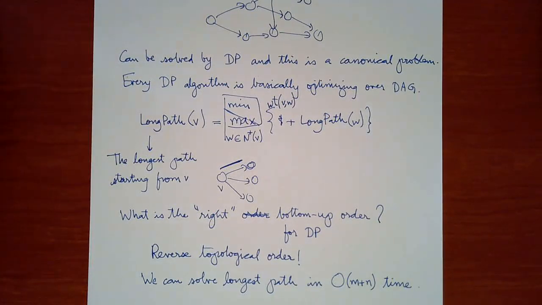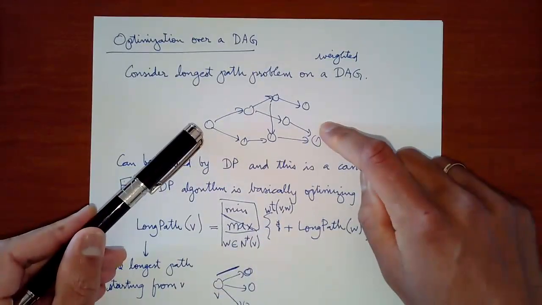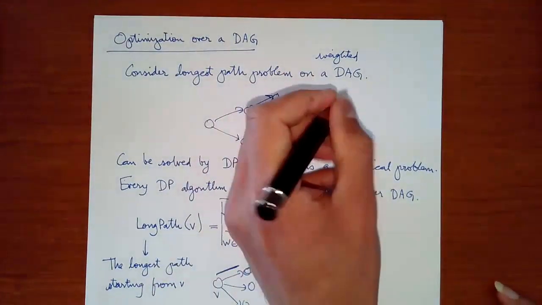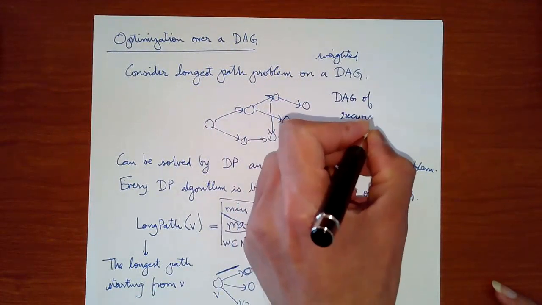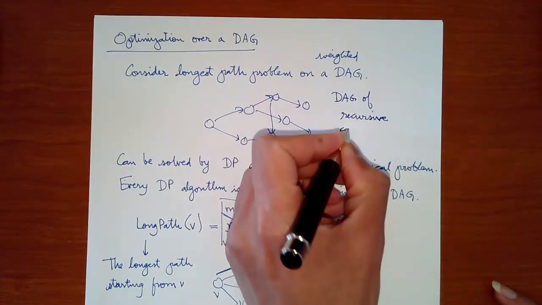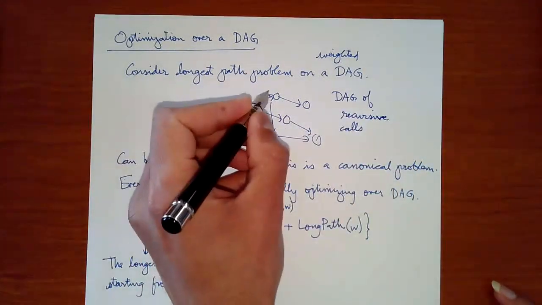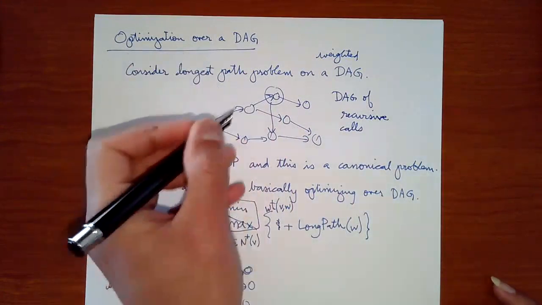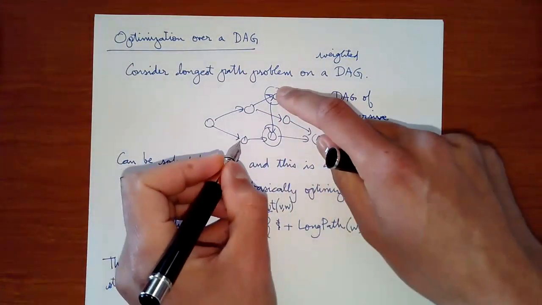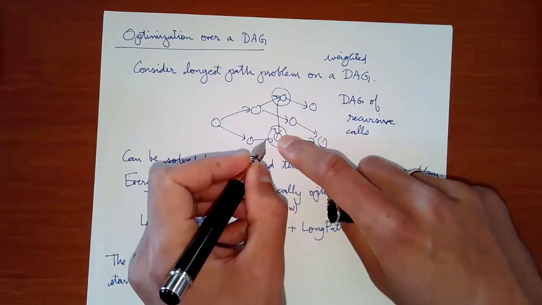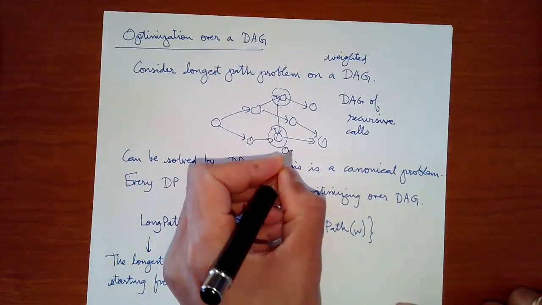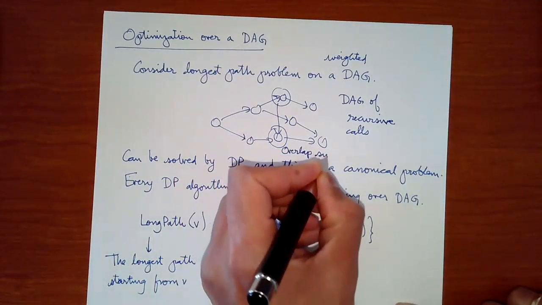Okay, I want to say this again. In every dynamic program, there is a DAG. This is the DAG of recursive calls. And this is the overlap of the subproblems. When multiple recursive problems are making the same recursive call, this is the overlap of the subproblem.